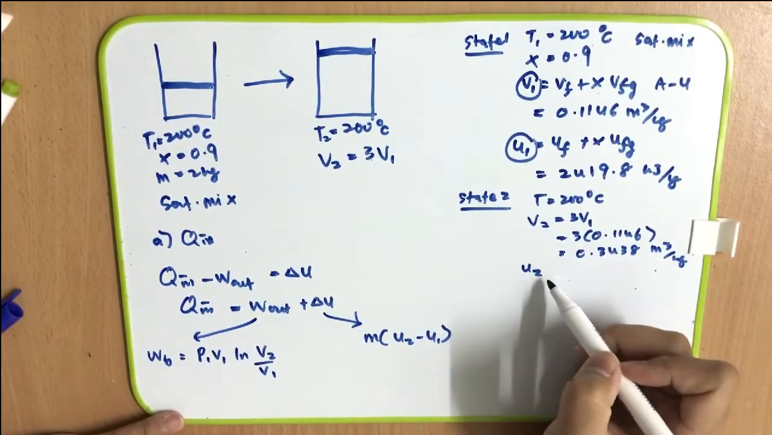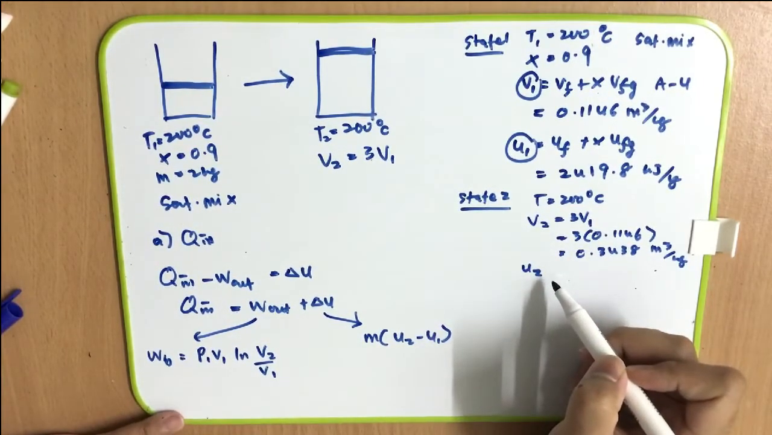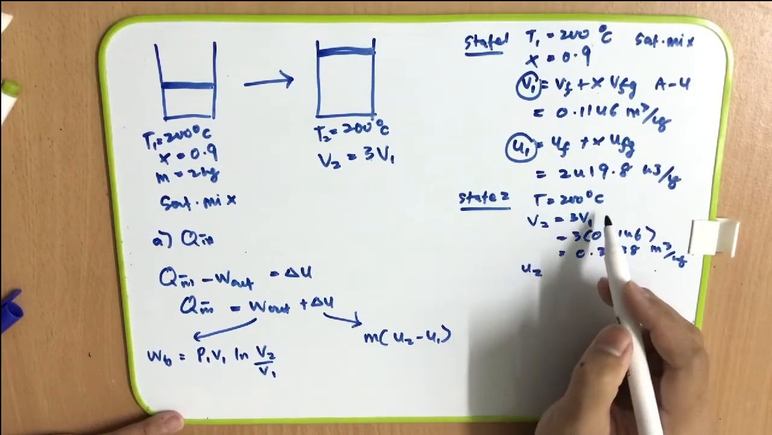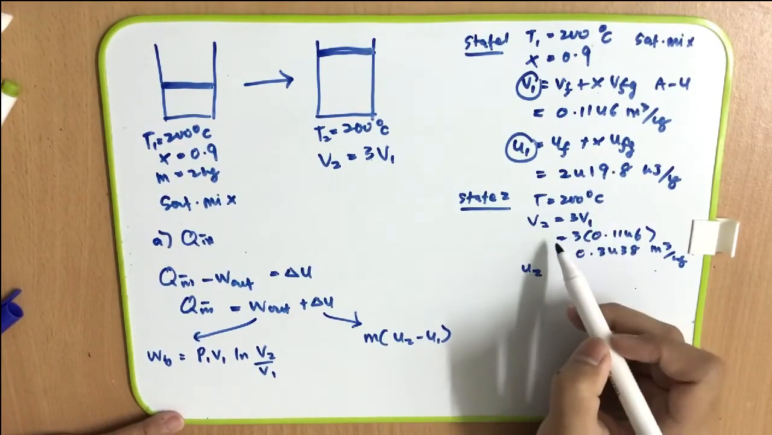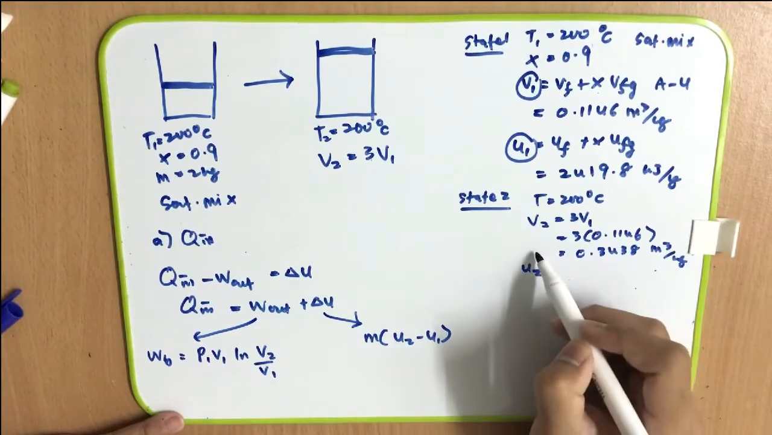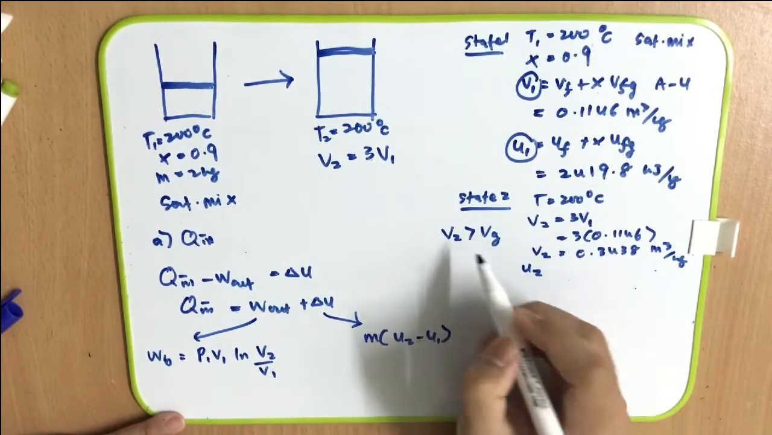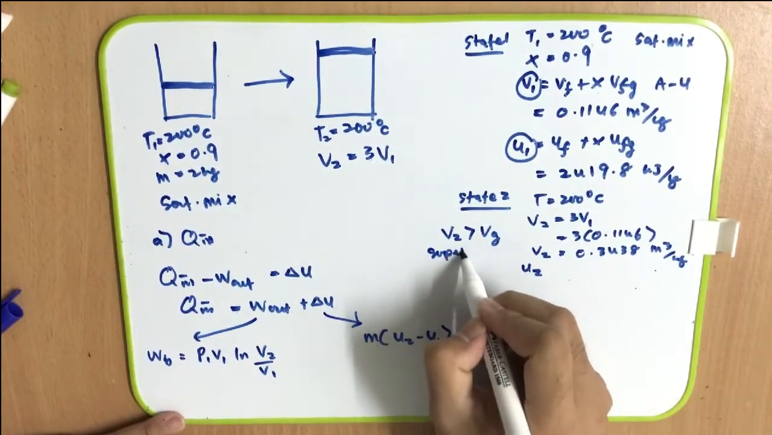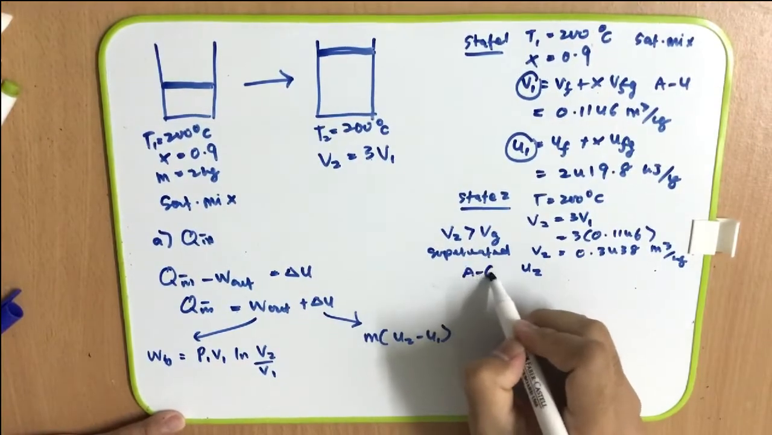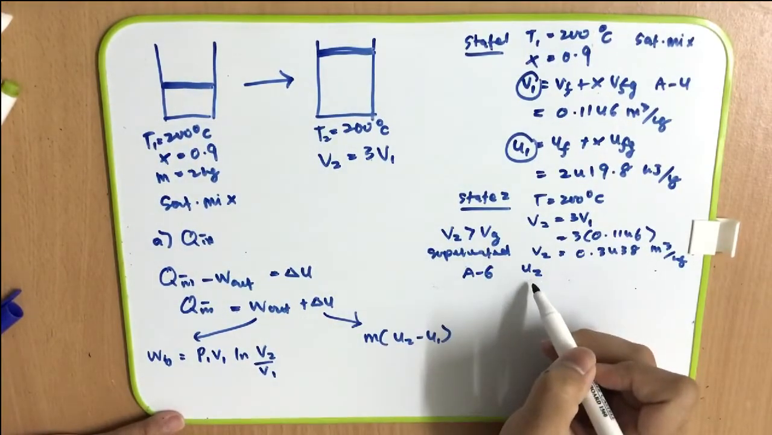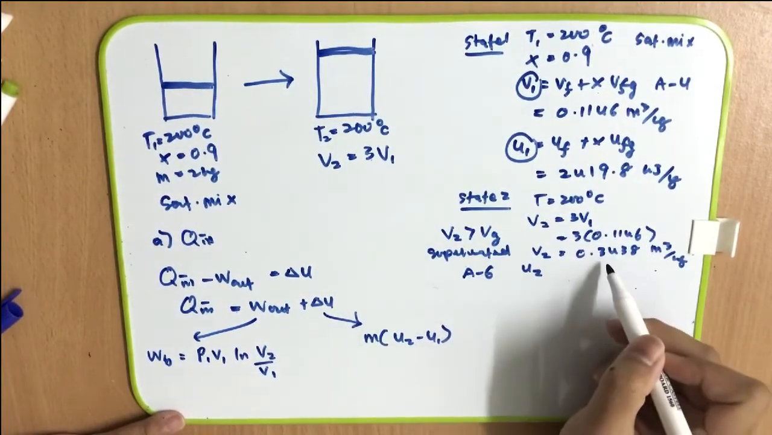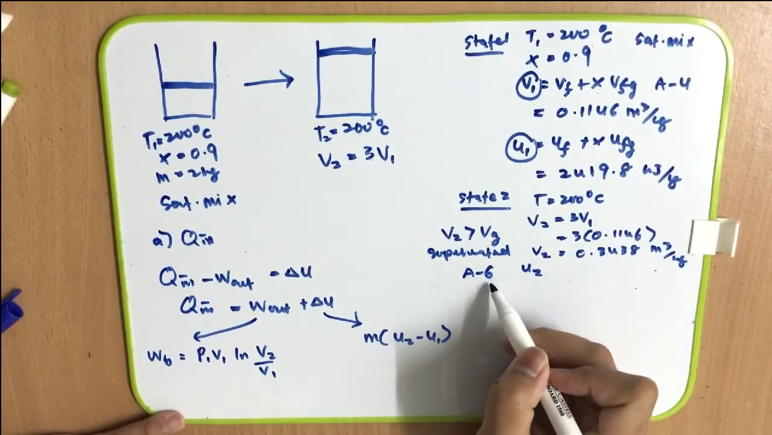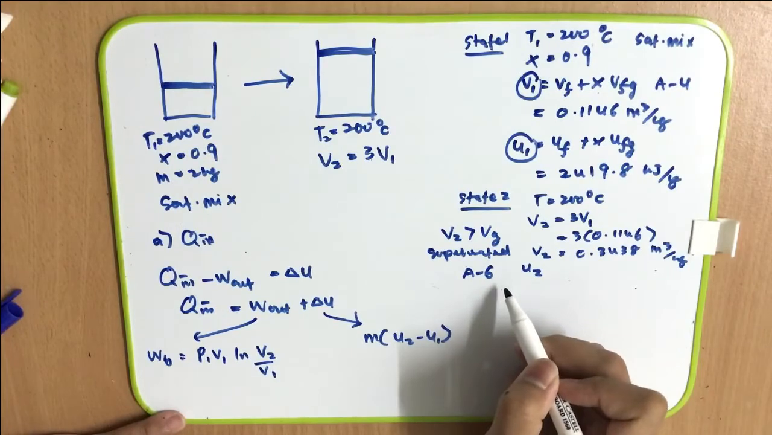Before we can find U2, we first have to find the phase of state 2. When we refer to table A4, we find that this V2 is over vg, so the phase is superheated. Then we go to table A6, where we need to find U2. But using this V, when we look in table A6, it is not available. That means we have to do interpolation.